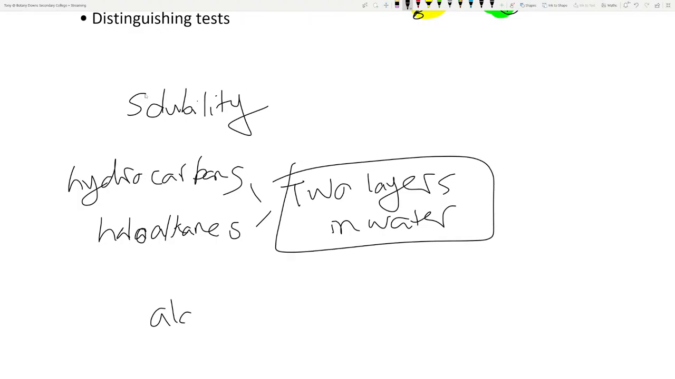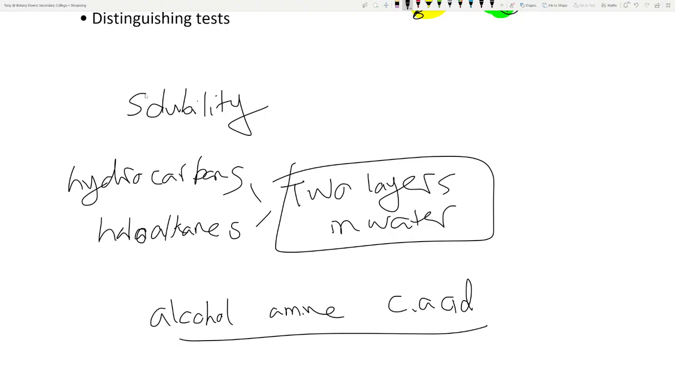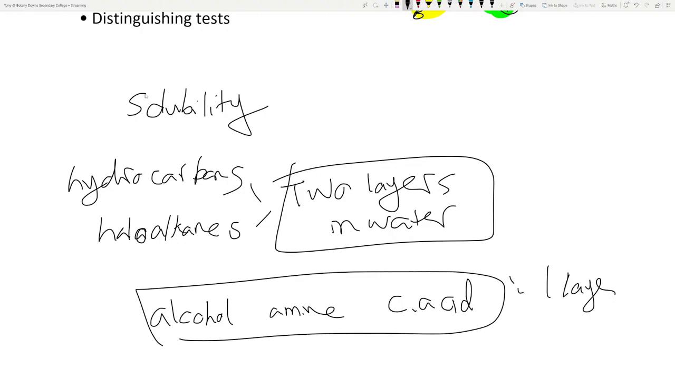So your alcohol, your amine, your carboxylic acid, these things will dissolve. So you see two layers? There's two layers, one layer. Okay. So you will see one layer because they dissolve.